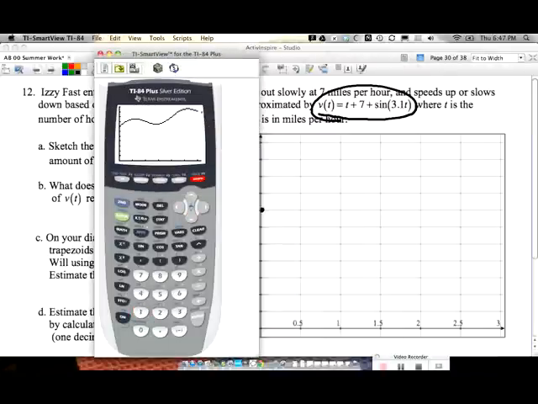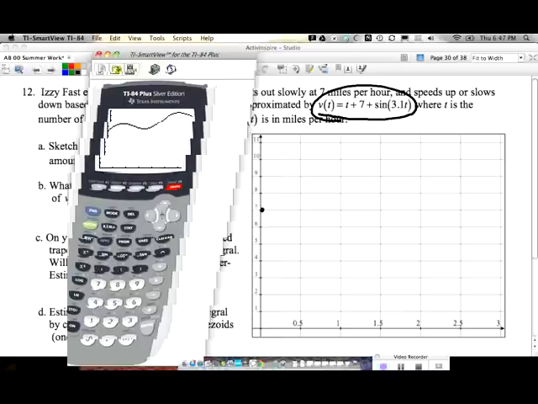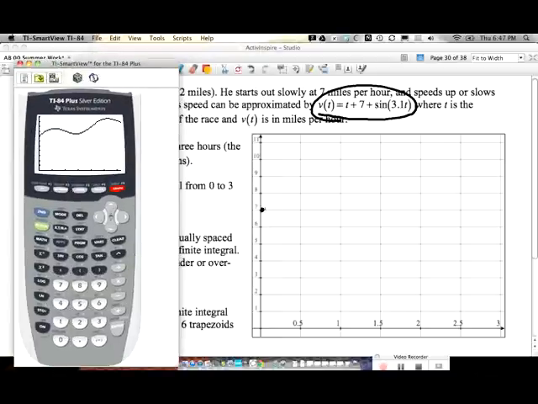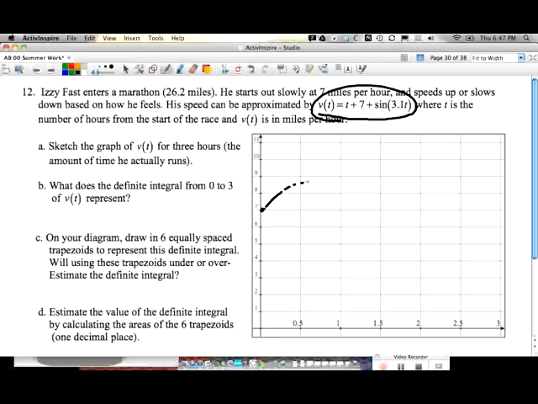All right, let's graph. So that's the kind of function that we get. We start at 7, we go up a little bit, and down a little bit, then up a little bit, and then back down a little bit. So it's looking something like that. All right, sketch the graph.